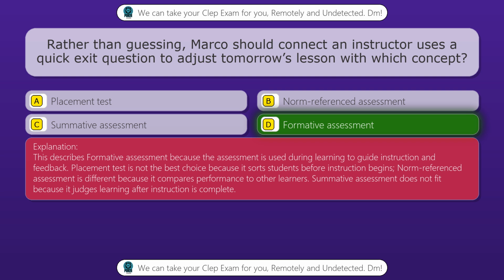This describes formative assessment because the assessment is used during learning to guide instruction and feedback. Placement test is not the best choice because it sorts students before instruction begins. Norm-referenced assessment is different because it compares performance to other learners. Summative assessment does not fit because it judges learning after instruction is complete.